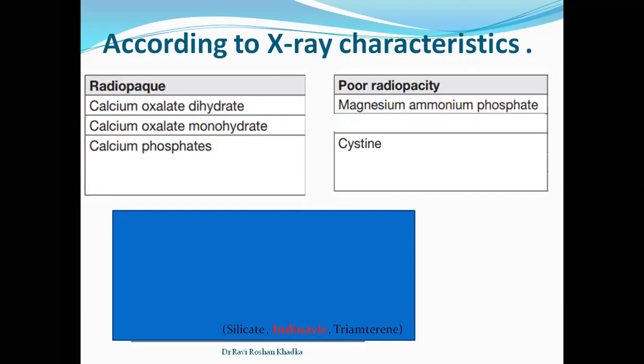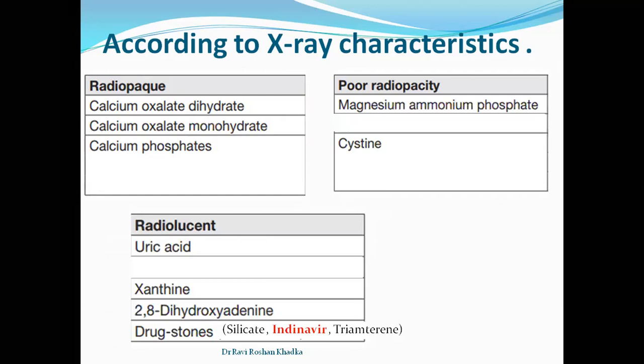That's why it is known as poorly radiopaque. Still can be seen in X-ray. But there are some stones which cannot be seen in our plain X-ray KUB, and these are known as radiolucent stones. The most common cause is uric acid stone, like a xanthine stone, and the drugs that I have told you, drugs cannot be seen, like silicate, indinavir. So these are the common ones.